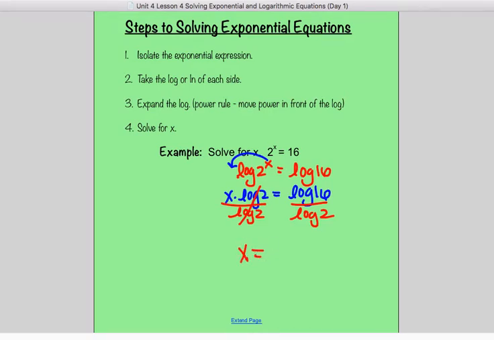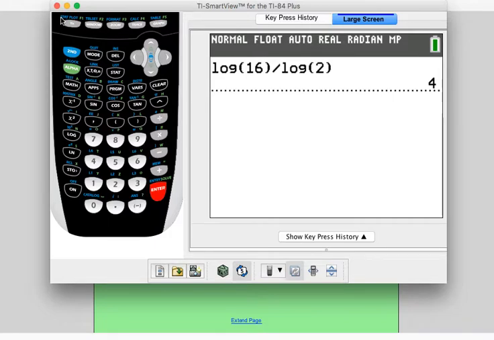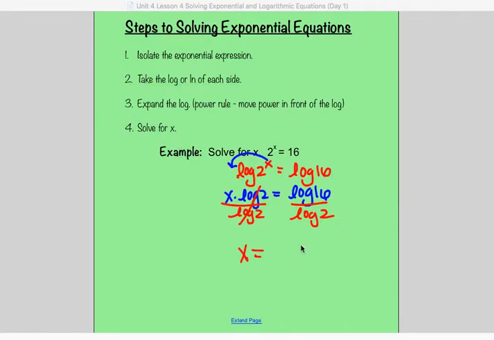If I type that in on my calculator, you just need to make sure we do log of 16, and then we end the parenthesis, divided by log of 2, and then end that one and hit enter. And our final answer is 4. x equals 4. So we're going to be doing some exponentials like that.